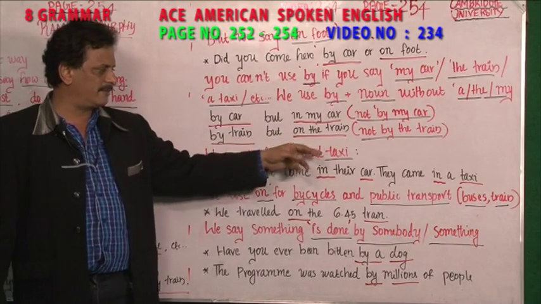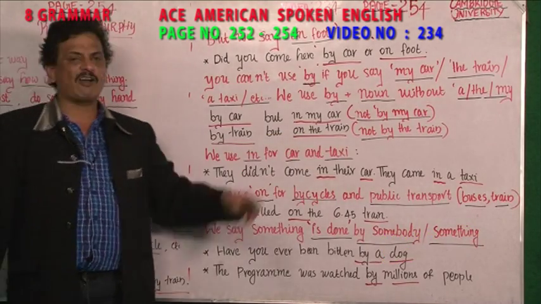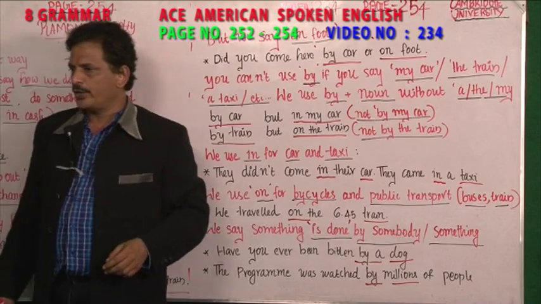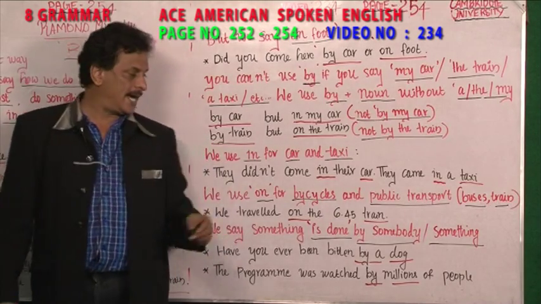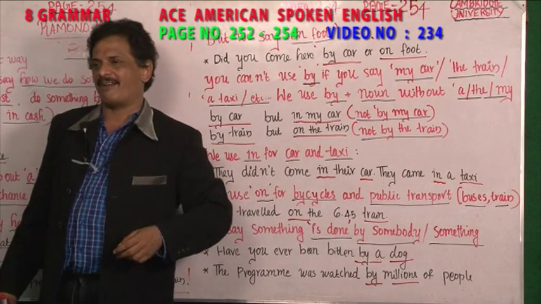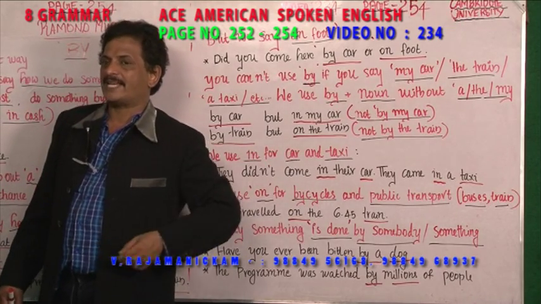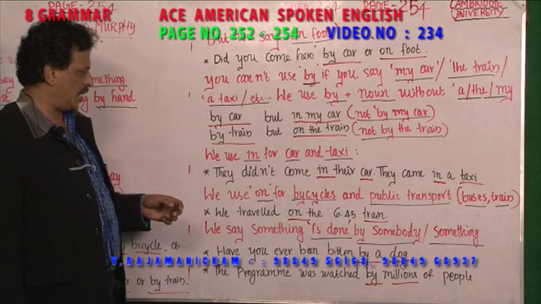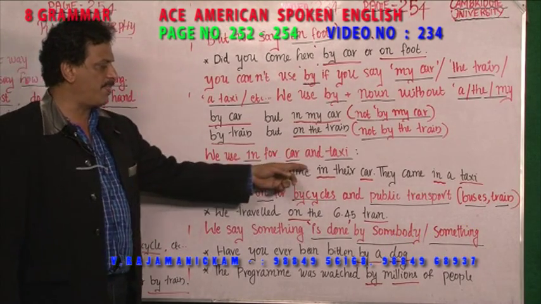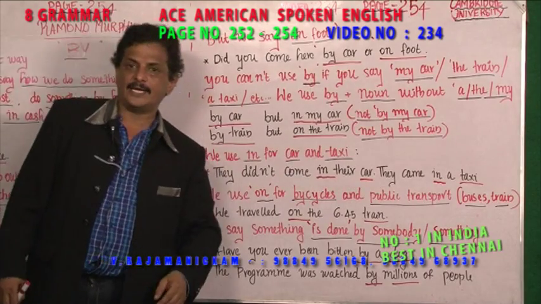On the train. Right, so we use "in" for car and taxi. I came in their car. I came in a taxi. See, they didn't come in their car. They came in a taxi.